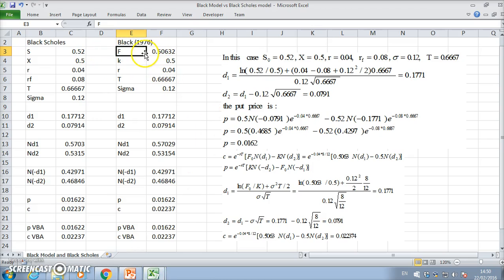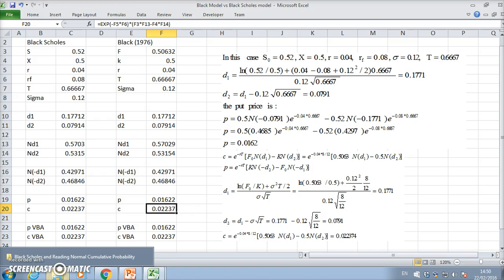Okay, but once we take these as our base values and then generate the futures value using the no arbitrage relationship, we find D1, D2 are the same, and the value for the put and the value for the call are the same, regardless of which model I use, whether it's Black Scholes or Black 1976.